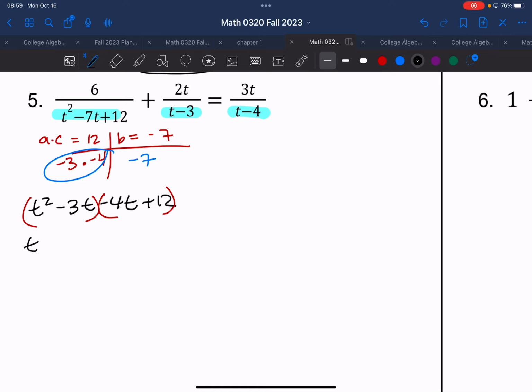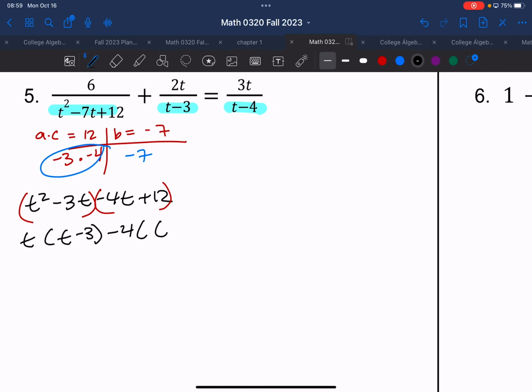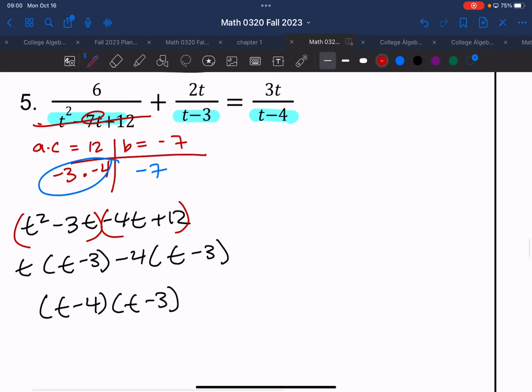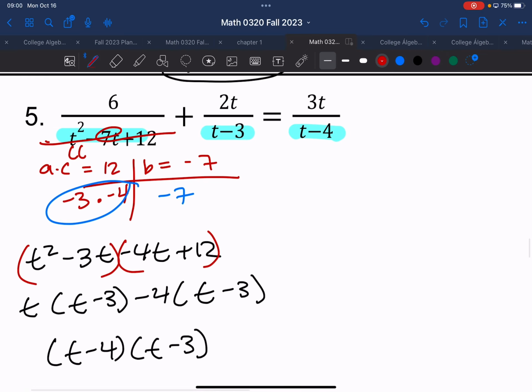So what are we going to take out of the first parenthesis? A t, so we're left with t minus 3. And what about the second parenthesis? Because we want them to match. -4, so we're left with t minus 3. So we have the factors t minus 4 and t minus 3. Okay. So that means instead of this original one here, we could write t minus 4, t minus 3.